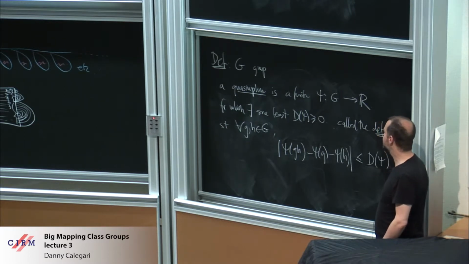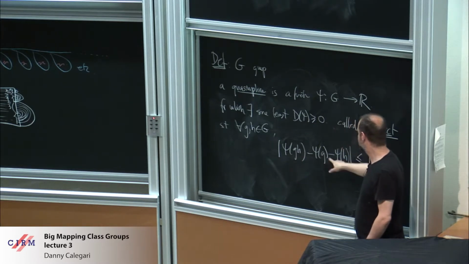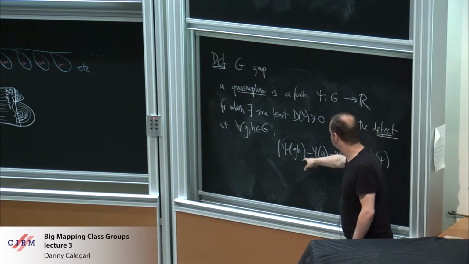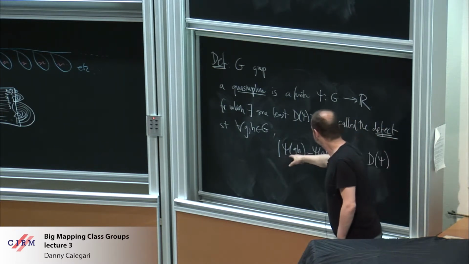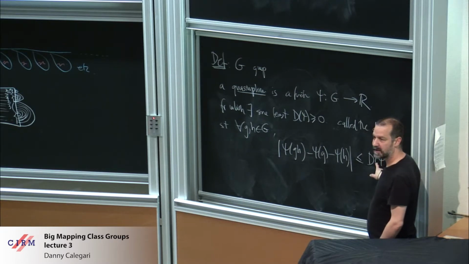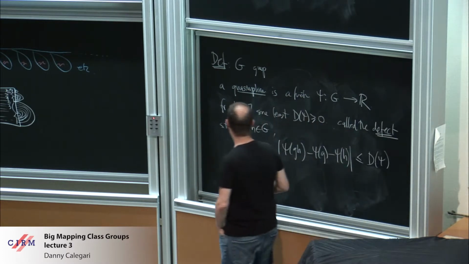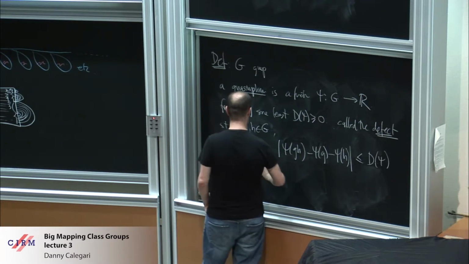Okay, if you had a homomorphism to R, then psi of GH would be equal to psi of G plus psi of H. So maybe this is not a homomorphism, but the failure of this thing to satisfy the homomorphism property, the error term, is bounded independently of G and H. It's very important that it's bounded independently of G and H. Okay, so there's some least number D with this property, and that's called the defect. So in particular, the defect is zero if and only if psi is a homomorphism.